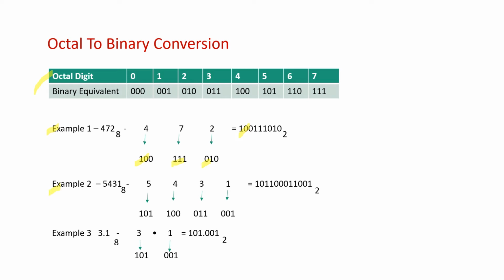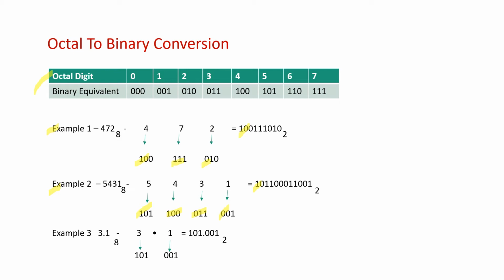It's 5431 base 8, which is the octal number. We can see that the binary equivalent of 5 is 101, 4 is 100, 3 is 011 and 1 is 001. And we are going to combine this starting from the MSB, and we are going to get the binary equivalent of this. So the binary equivalent of the octal number 5431 is 101 100 011 001.